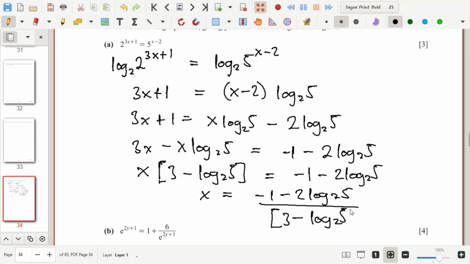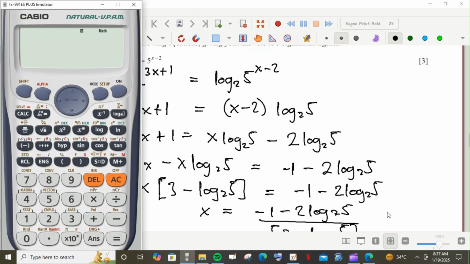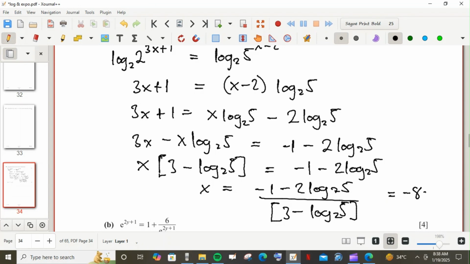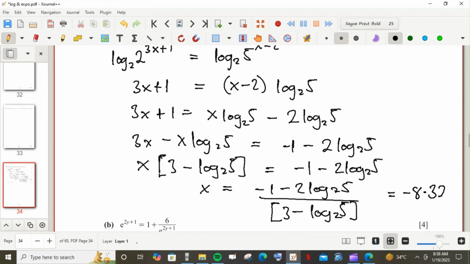So this is the point where you take your calculator. Negative 1 minus 2 log to the base 2 of 5 over 3 minus log to the base 2 of 5. So I'm getting negative 8.32. Is it 32?